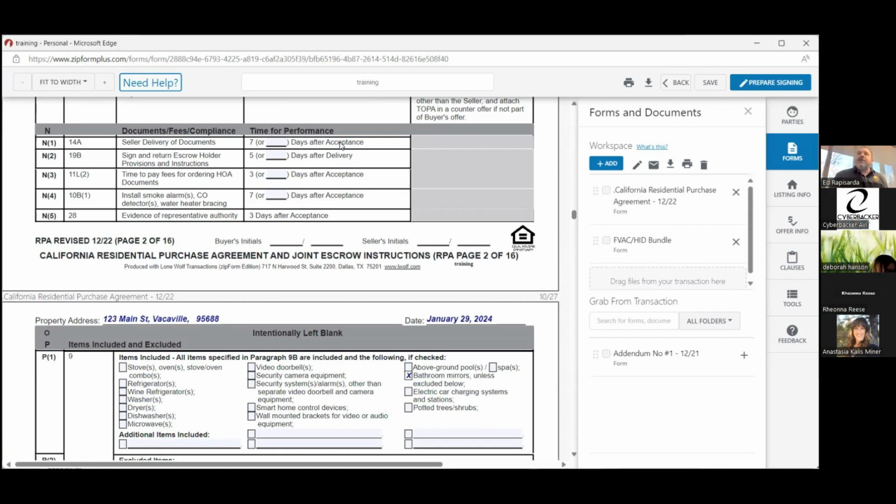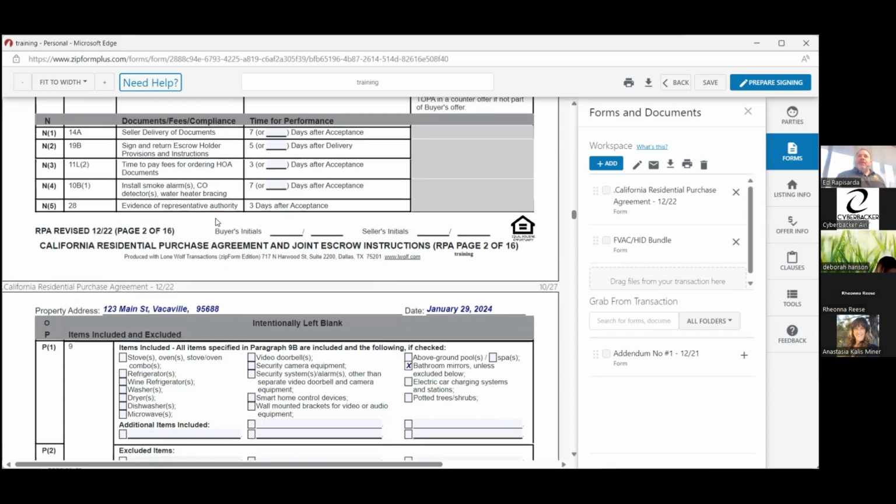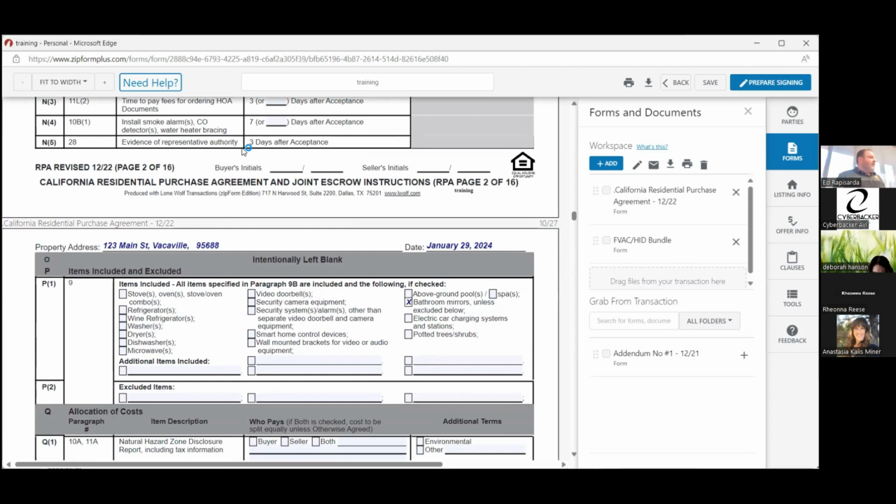Okay. Seller has 7 days to do that, and then 5 days to submit the EMD. 3 days to pay for ordering all the HOA docs, homeowners association documents, right? Generally, if it's written into the purchase agreement, the escrow officer will do that. But we need to confirm that it is the seller or listing broker's responsibility to make sure that is completed, or the person who's paying for it. 7 days after acceptance for installing smoke alarms and water heater double bracing. And 3 days after to evidence representative authority.